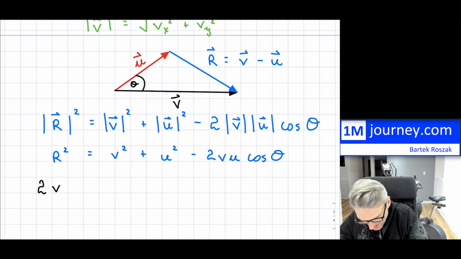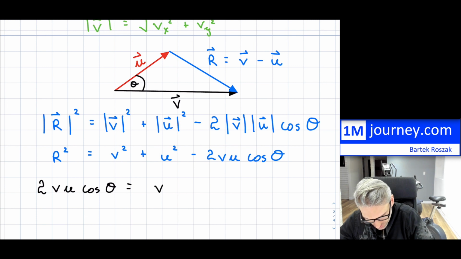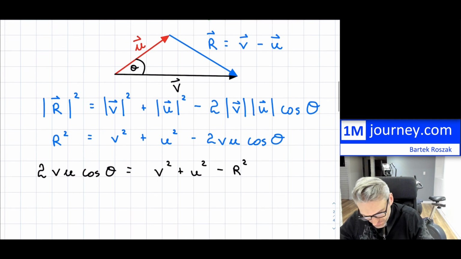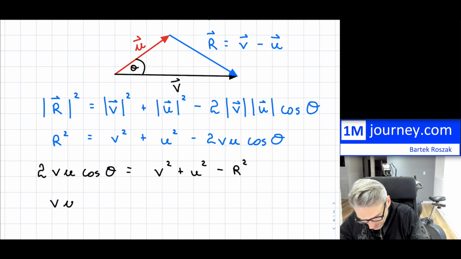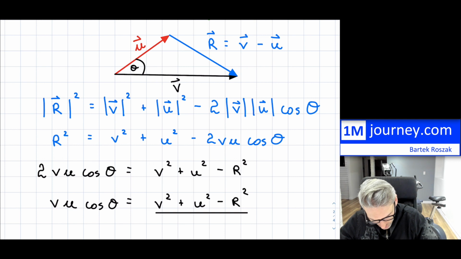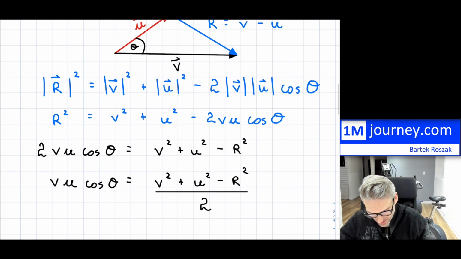This is going to be the magnitude of v times magnitude of u. Cos theta is equal to, and this is going to be v squared plus u squared minus r squared. And dividing by 2 on both sides, this is going to give me v times u cos theta is equal to v squared plus u squared minus r squared, all over 2. That's what I have there.